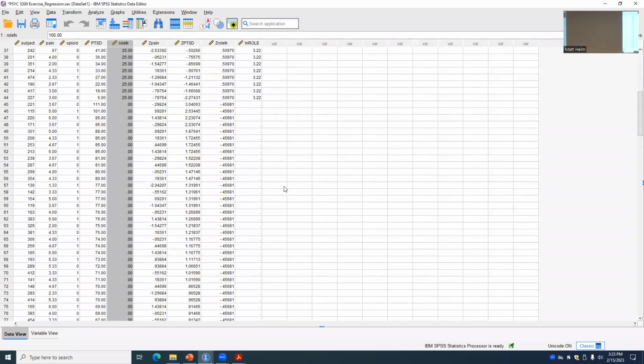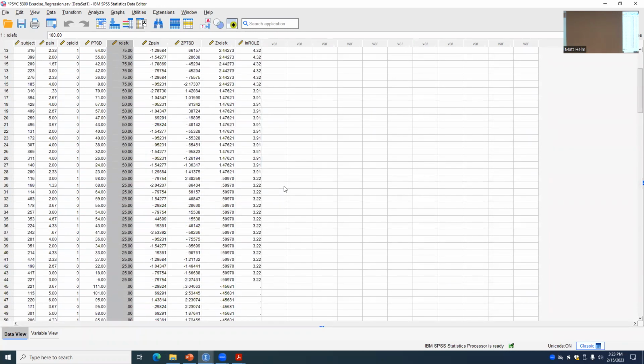What's going on? It didn't calculate for a whole bunch of them. Most of them are zero values. Yeah, I got a zero value, right? Zero is the low value of my role functioning variable. See, I can't take the natural log of zero. It's like dividing by zero, right? So what do I do, Kate, to correct this?